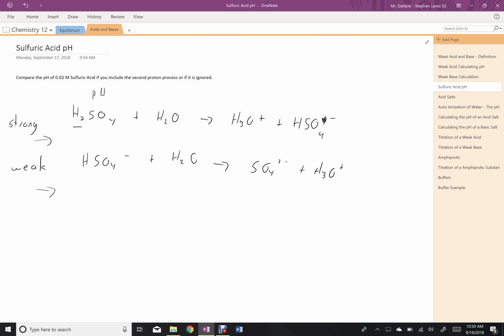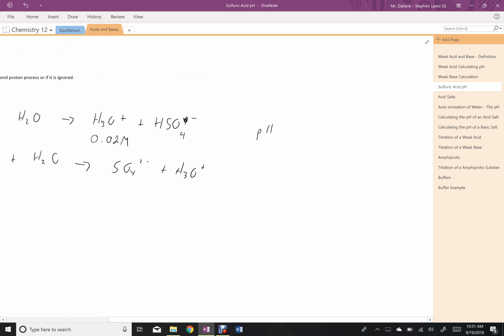So first of all, if I have 0.02 molar of this, the strong acid process is easy. It says that I'm going to produce 0.02 molar of this, and that's going to happen to completion. So I don't have to do any of my typical equilibrium. That means that if I want the pH of this, I can do negative log of the concentration of hydronium and get my pH to be 1.7 essentially, based on the first proton process.